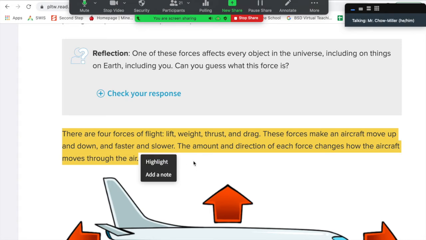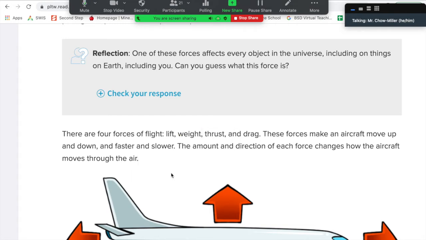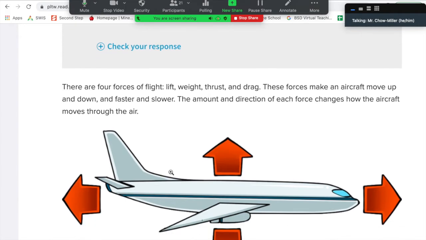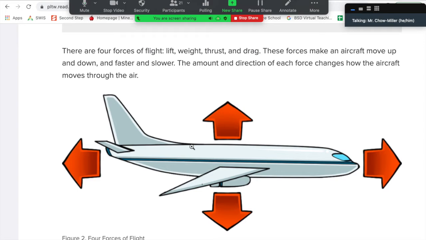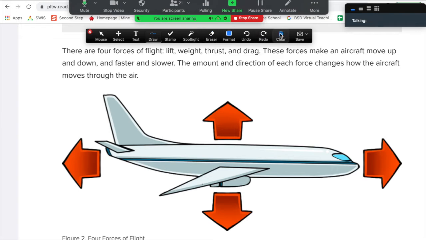Excellent. So when we look at this, most of you put in the word gravity. Hunter actually wrote weight. Without weight, gravity wouldn't affect you, so everything that has weight is affected by gravity, but they do call the four forces lift, weight, thrust, and drag. So I've got an airplane here, and I'm just going to play a little guessing game. Out of those four forces, which one do you think is represented by this arrow that I just put a circle around? Go ahead and type your answer in the chat. It's either lift, weight, thrust, or drag.